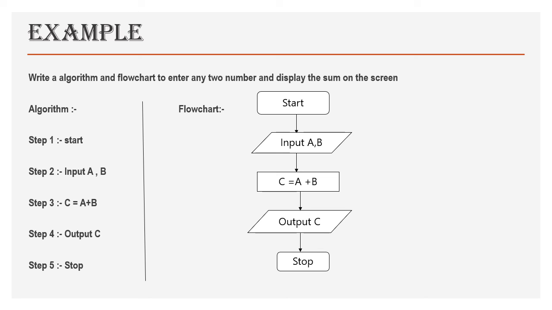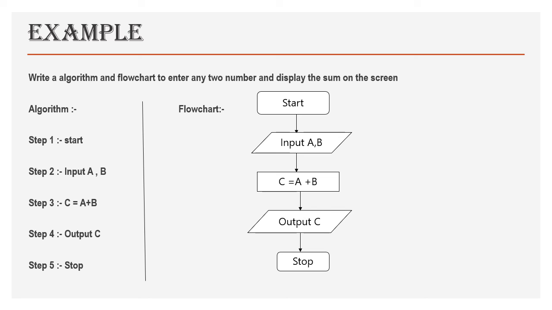So let's write an algorithm. Step 1 is start, step 2 is input A and B. We'll input any two values in A and B. In the third step, in the C variable we'll store the sum of A and B. We'll do A plus B and store it in C. In the fourth step we'll print the output, that is output C. In the fifth step we'll stop the algorithm.